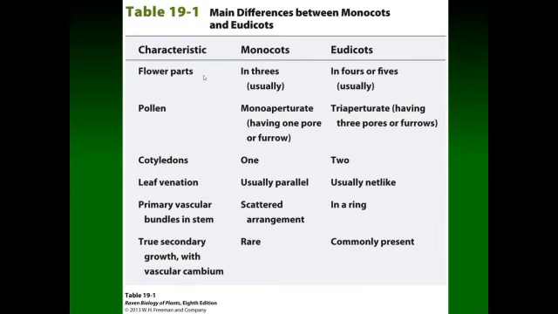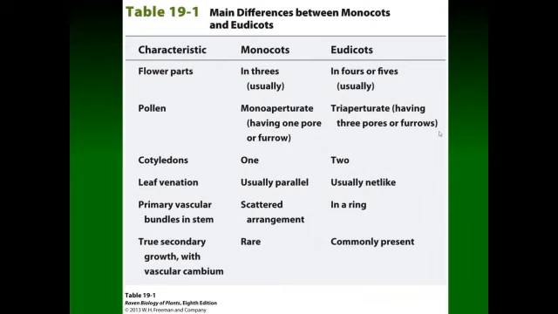So we're going to be talking about flowers today because, of course, that is the essential part of an angiosperm, which is a flowering plant. So in monocots, we've got flower parts in 3s. Now, of course, it says usually because there's always exceptions. Eudicots, 4s and 5s. So the pollen, basically you have 1 aperture, you have 3 apertures over here.